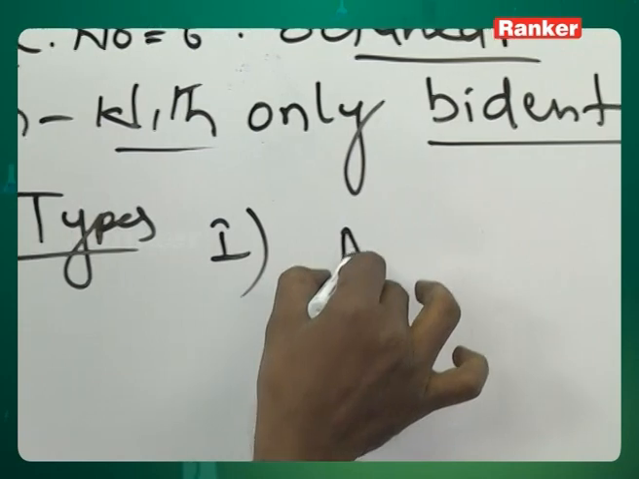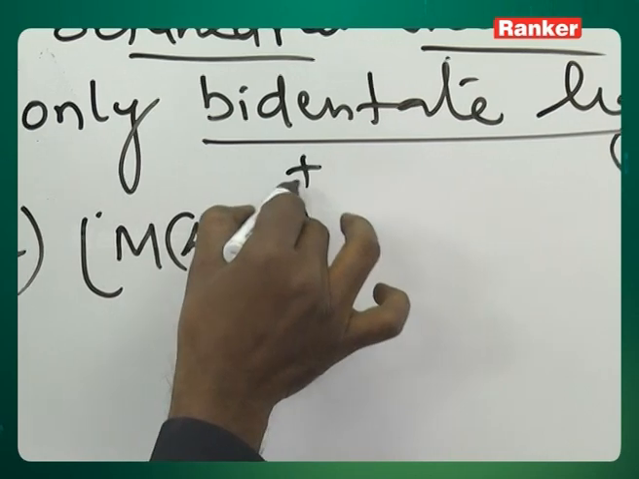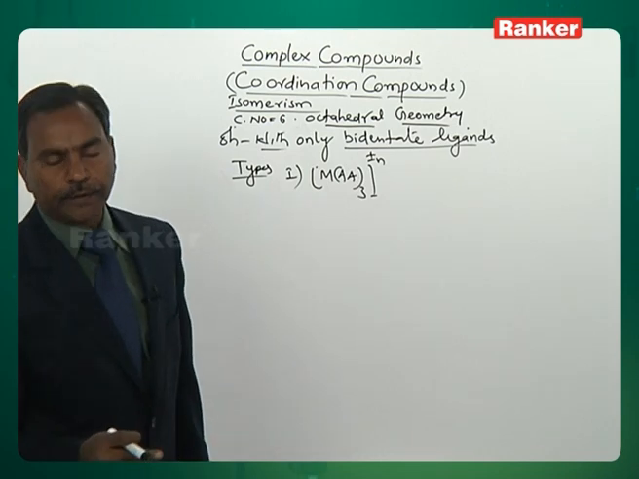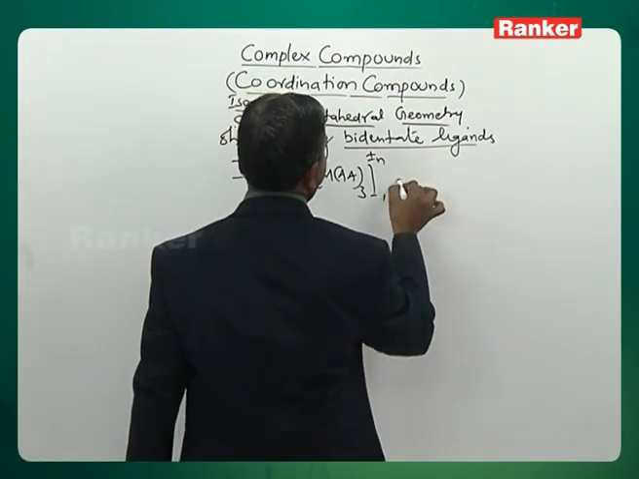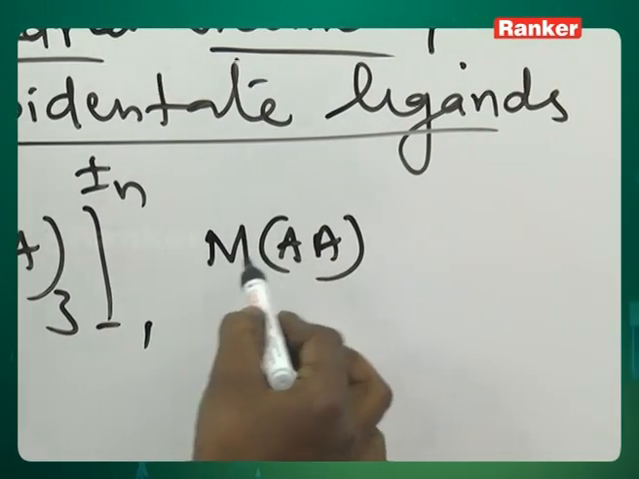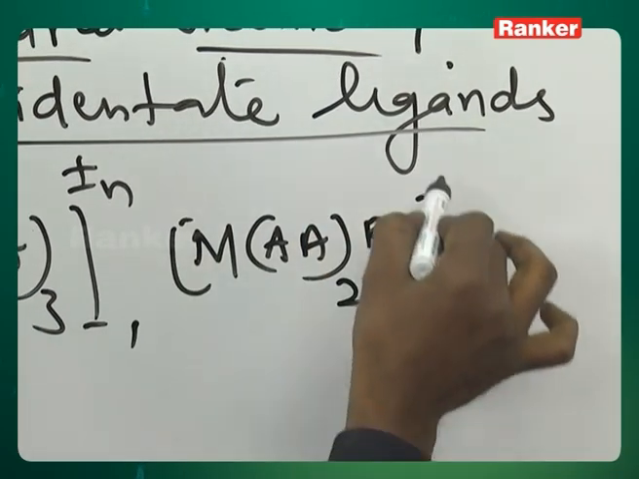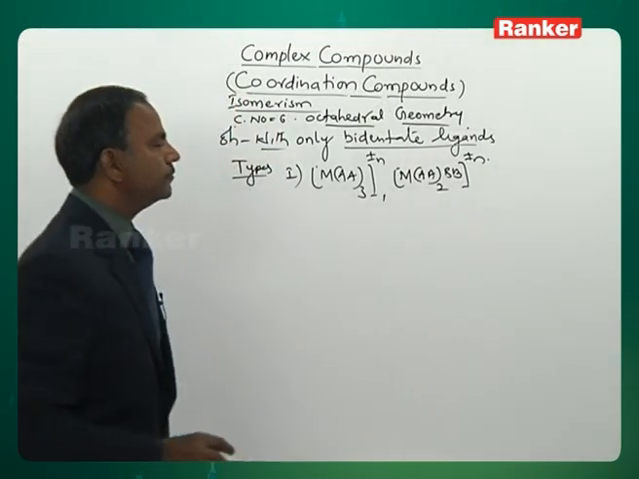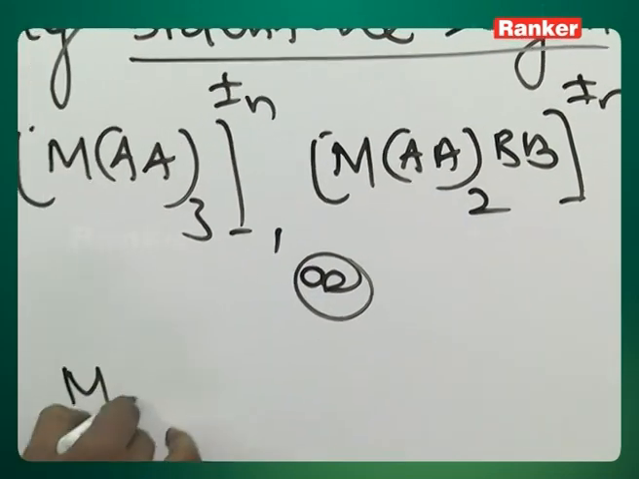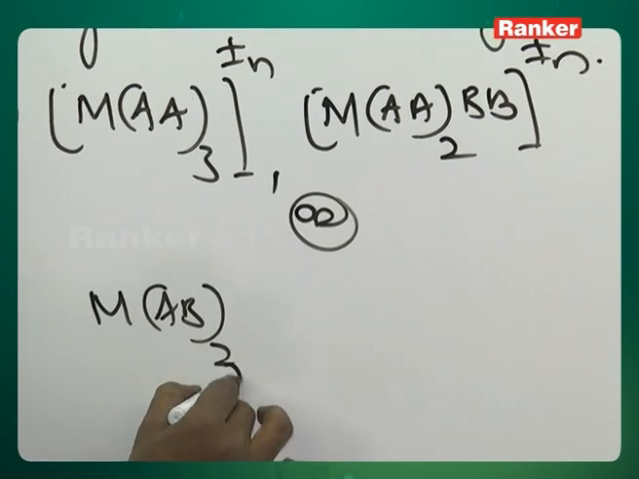Like this, MAA taken thrice. Either it may be symmetric or unsymmetric bidentate ligand, it makes no difference. All are found to be optically active. Now, MAA taken thrice. MAA taken twice, BB, two different bidentates, plus or minus en. Next, it may be unsymmetric bidentate. Let me write MAB taken twice, MAB taken thrice.